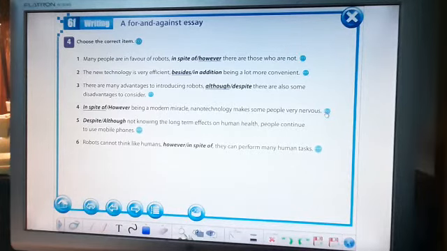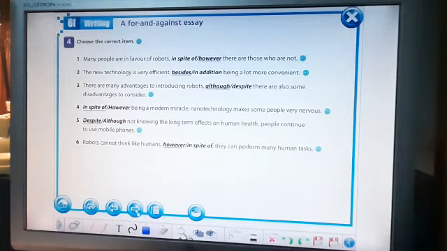So, "In spite of being a modern miracle, nanotechnology makes some people very nervous." You remember nanotechnology from our reading section. Then, "Despite not knowing the long-term effects on human health, people continue to use mobile phones." And the last one: "Robots cannot think like humans, however, they can perform many human tasks."